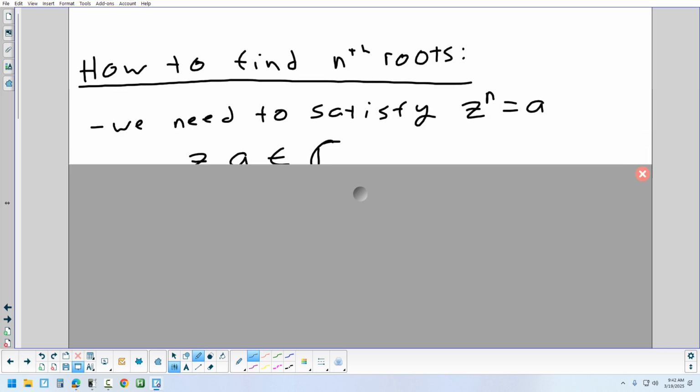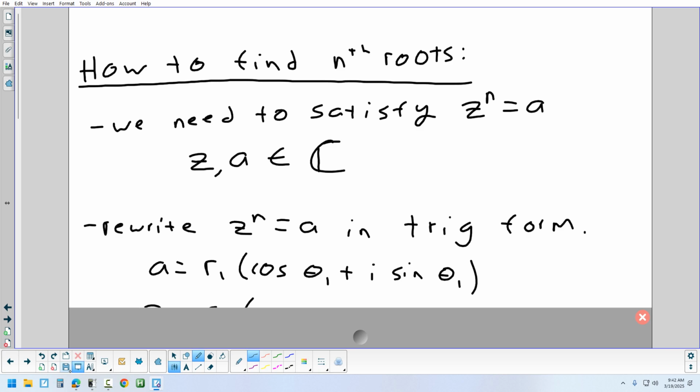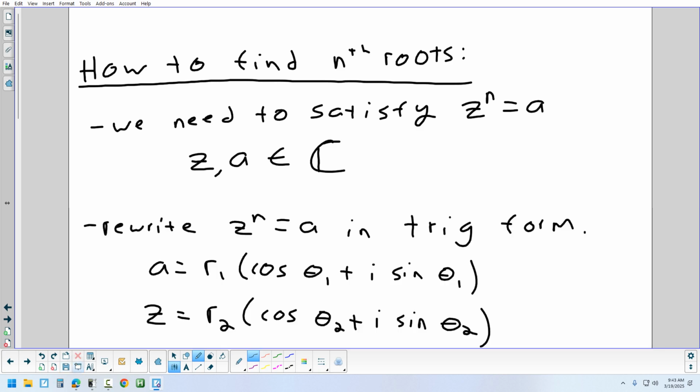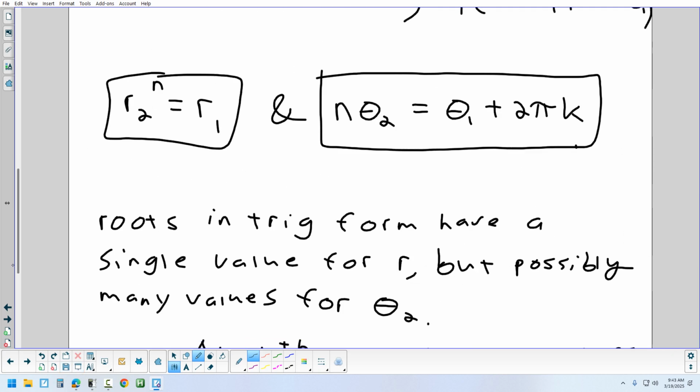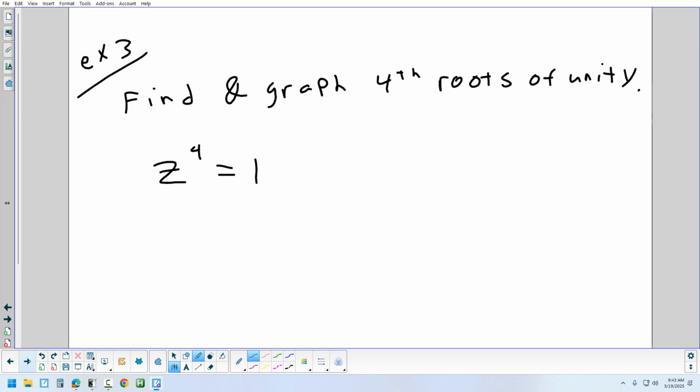Okay, so I think rather than going through the description, it's going to be easier if I just go through a problem. And I'll add some notes in as we do it. So I want to find the 4th roots of unity. What that basically means is I want to solve this equation. So if I take the 4th root of each side, those are my answers. I just want you to figure out what those answers are.